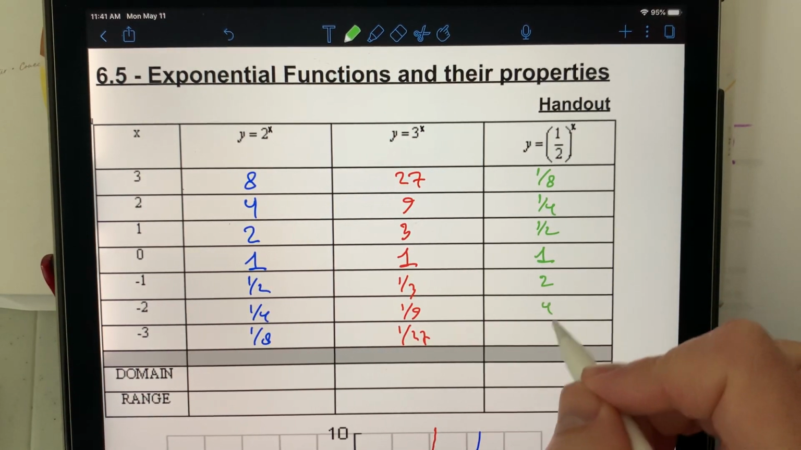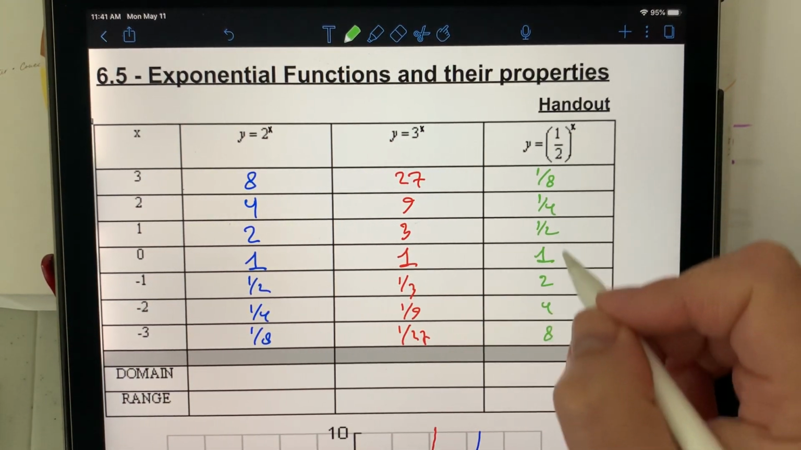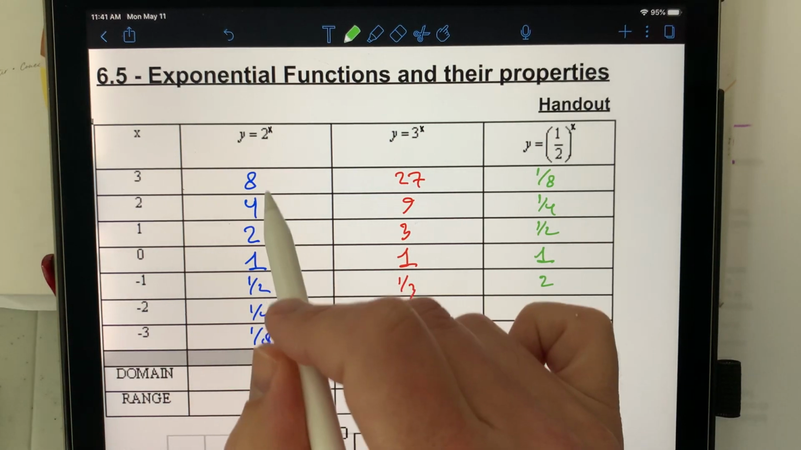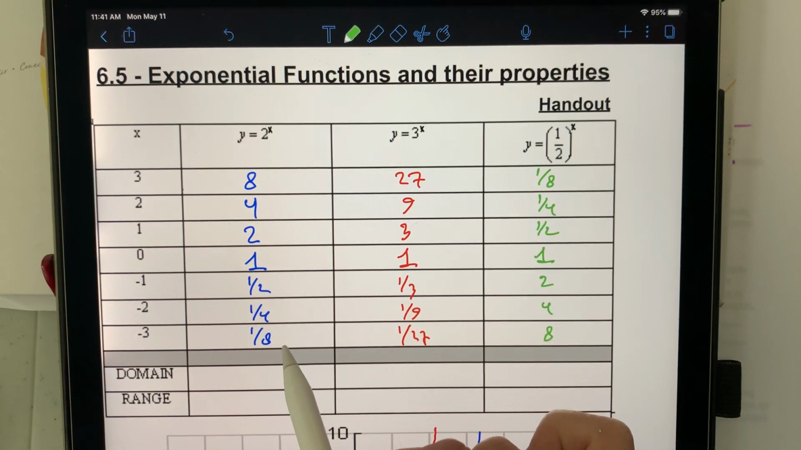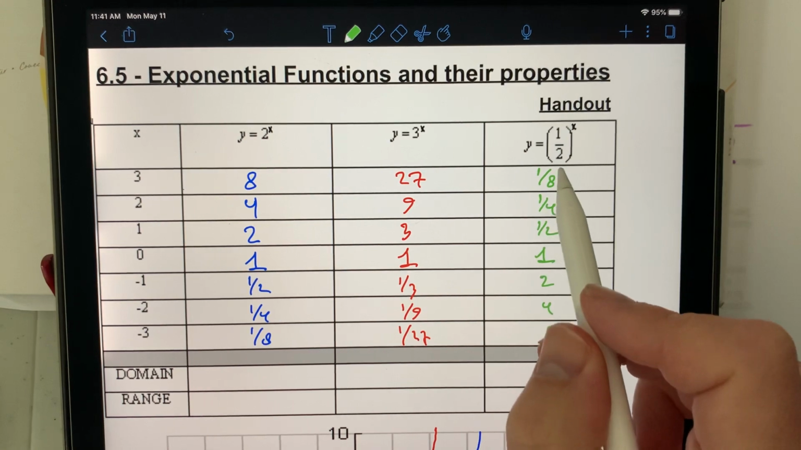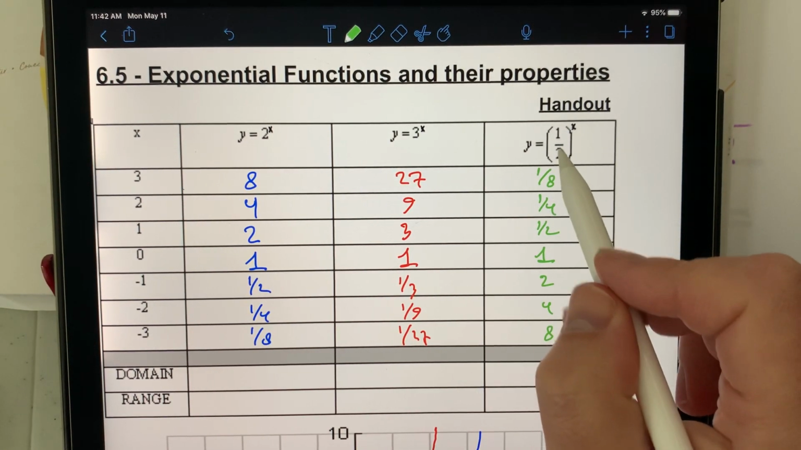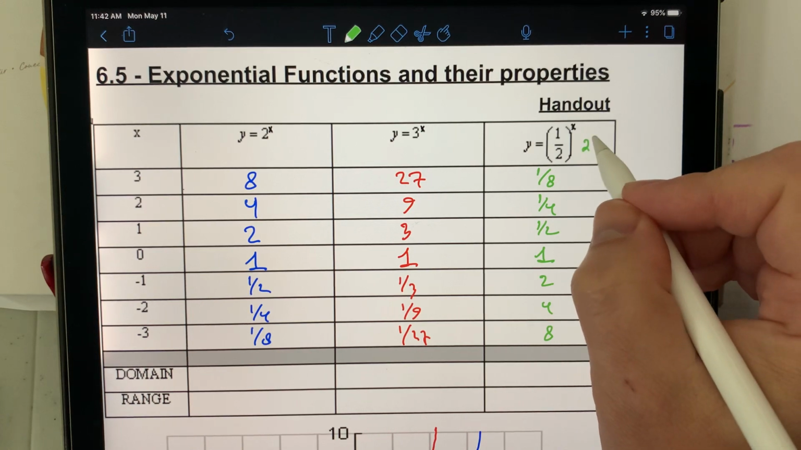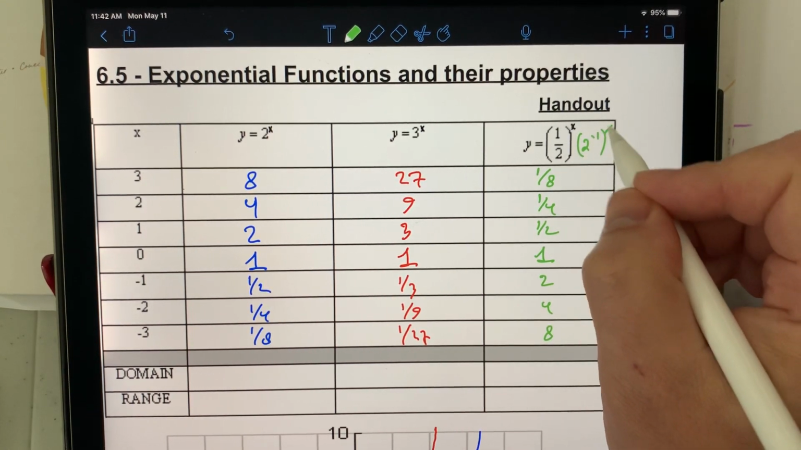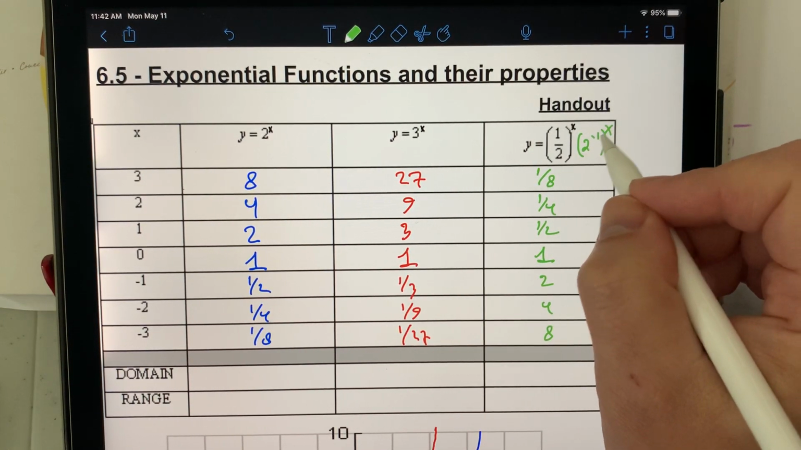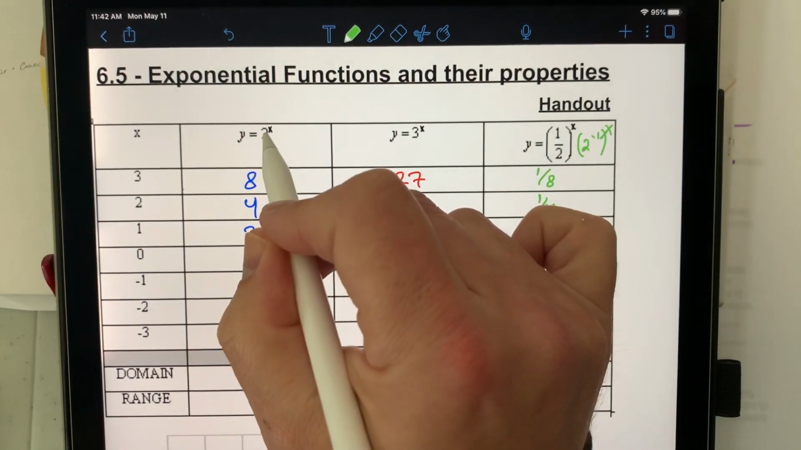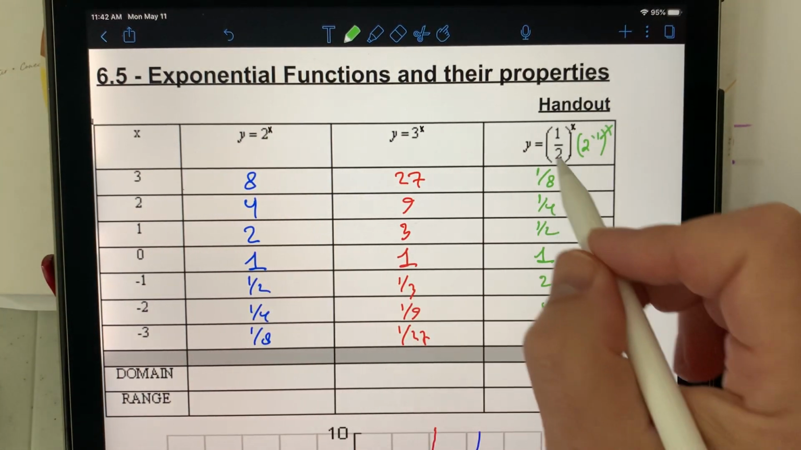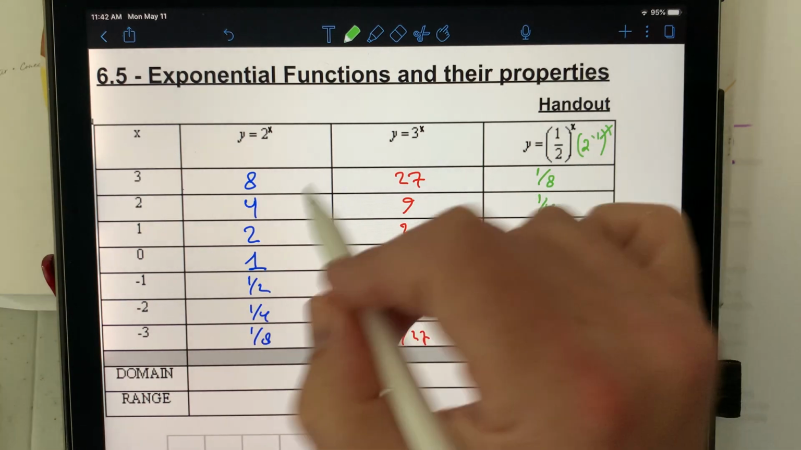That's going to be 2, 4, and 8. And we've seen these numbers before. It's the same as the blue column, except they're going in the opposite direction. And that makes sense because 1/2 is really 2 to the negative 1. This is like saying 2 to the negative 1 to the power of x. And that's just like negative x, right? Like saying 2 to the negative x, which means it's the same numbers, but going in the opposite direction.